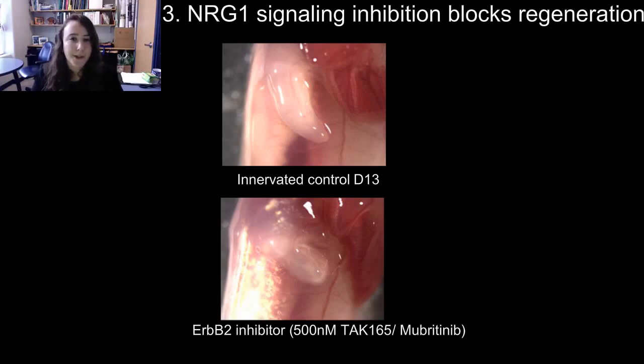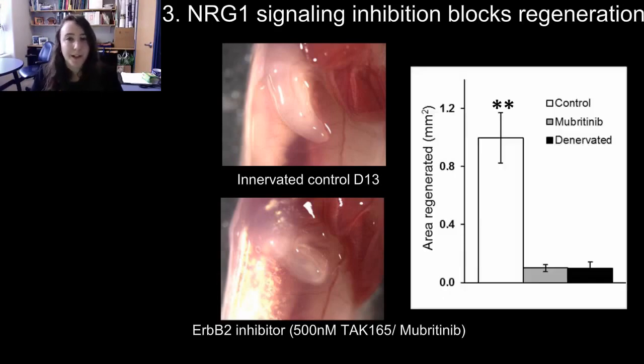We saw wound healing, but we saw absolutely no formation of the blastema. We saw no proliferative growth whatsoever. In fact, if you took a look at this limb without knowing it was treated, you'd probably think it had been denervated. And this is borne out in the quantification of growth, which shows that there is very, very little growth in both denervated and drug-treated limbs.